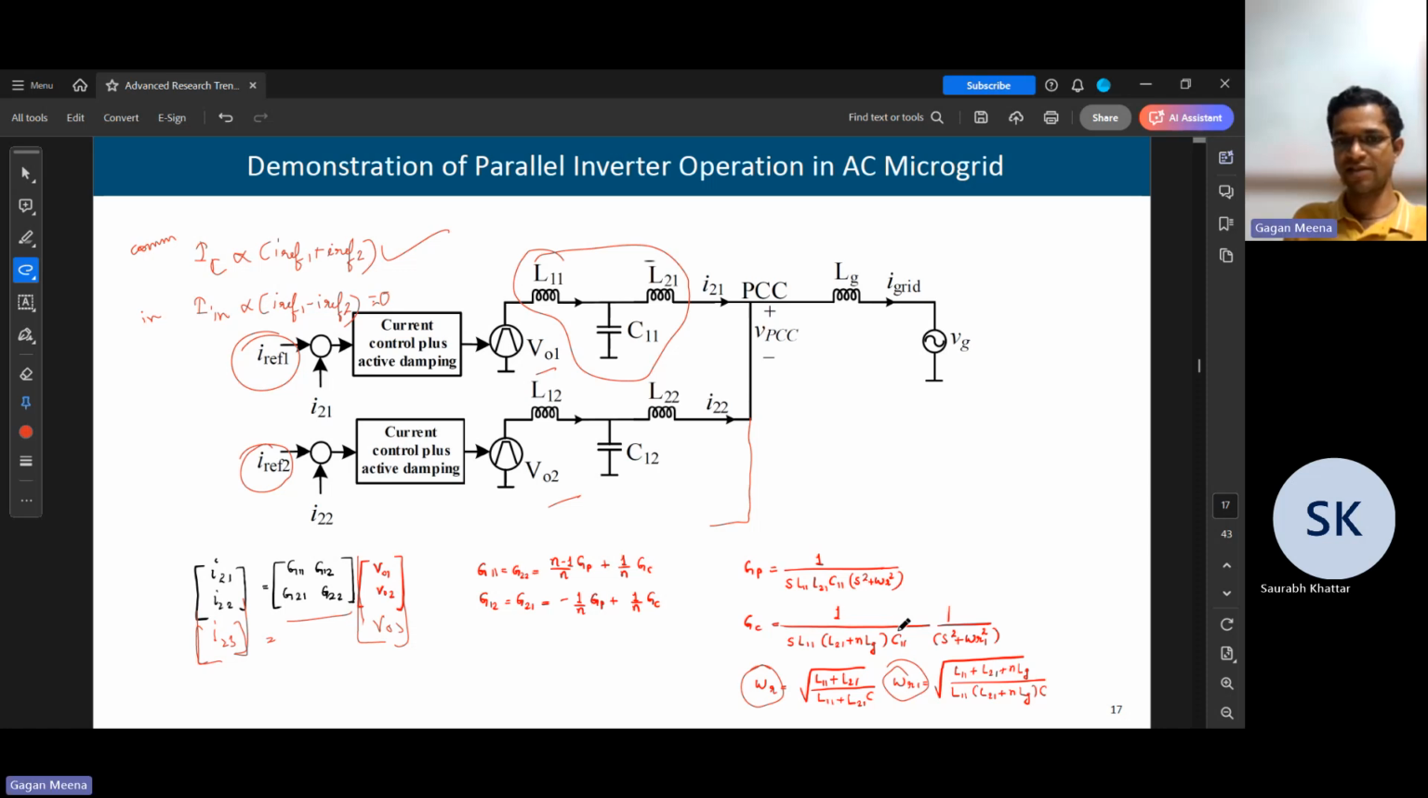Similarly, if you see GP and GC, there is a difference only of the grid impedance. In the expression for common current, it will be proportional to GC, and the interactive current will be proportional to GP. For common current, we have this impedance term, grid impedance LG.